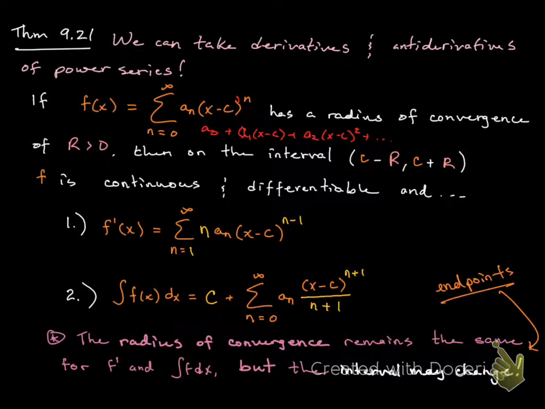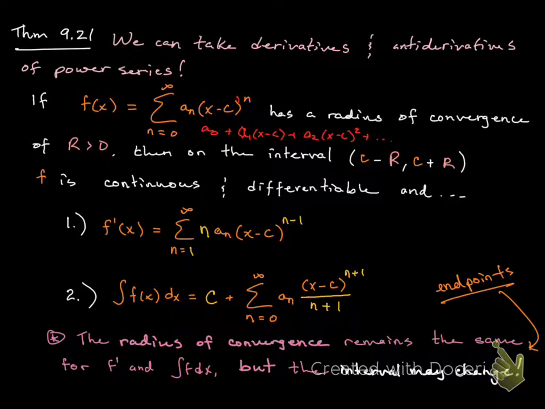So if the radius of convergence stays the same, I'm still taking the center and going out r units, right? I'm still going out r in either direction. However, at the endpoints, we might have convergence or divergence now. It's an interesting thing. So we still have to check our endpoints as something we still have to pay attention to. But the important thing here is it saves us some work. The radius of convergence remains the same. So I don't have to apply the ratio test all over again to find the radius of convergence.